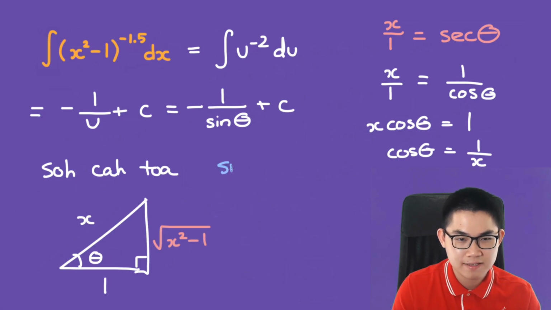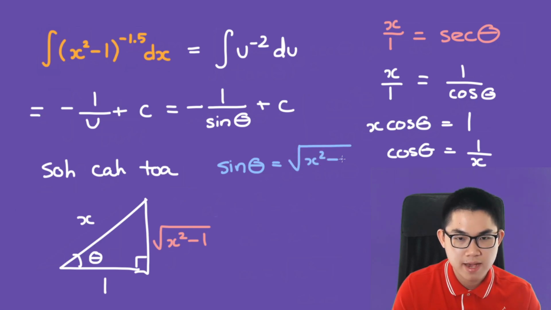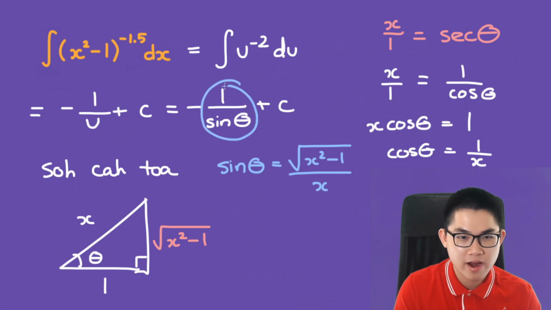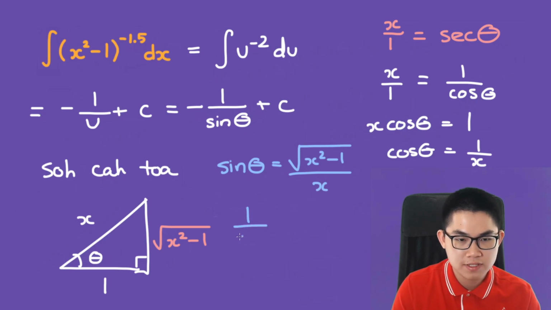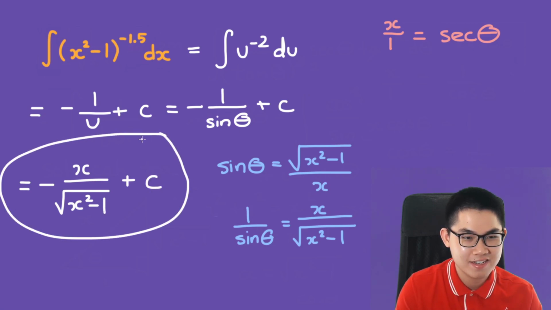How about sine? Well, sine is opposite over hypotenuse, and this is opposite, the square root of x squared minus 1, over hypotenuse, which is x. And here we have 1 over sine. So 1 over sine will simply be the reciprocal of this, so x over the square root of x squared minus 1. As a result, we have negative x over the square root of x squared minus 1 plus c. And this right here is the answer.